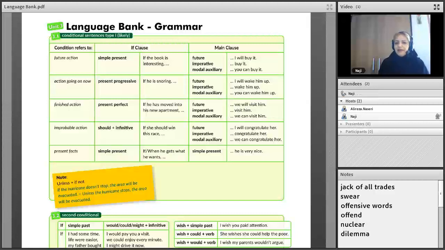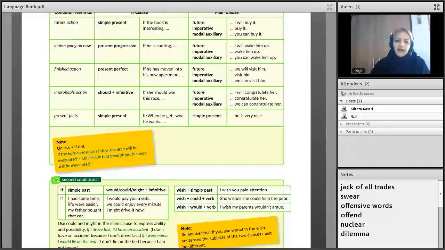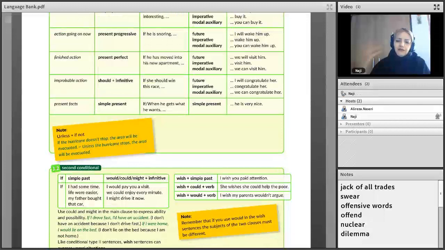At the beginning, I would like to go back a little bit and work on grammar that we have been over before, and then start a new unit. As you remember, we worked on different conditional types: type 0, type 1 and 2. Now here we have the language bank. Let me give you a very brief introduction.